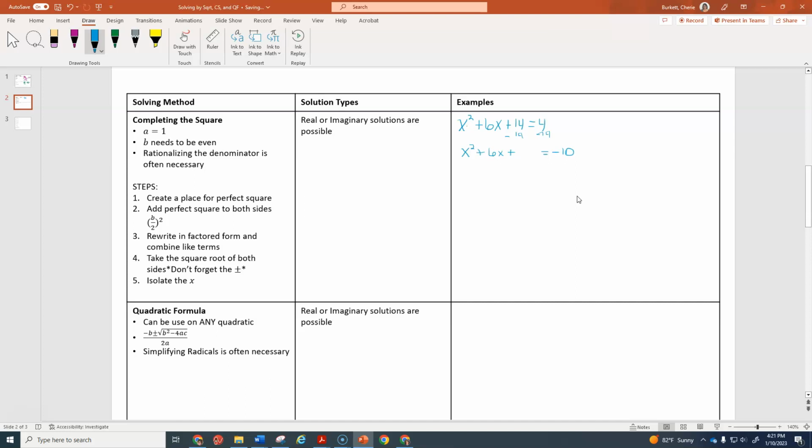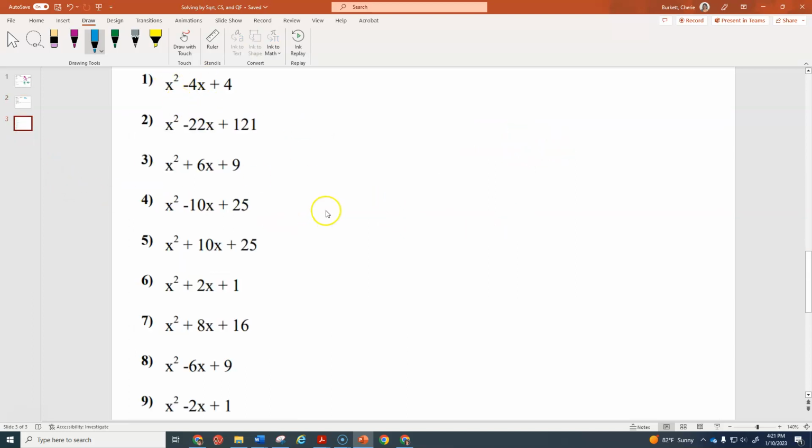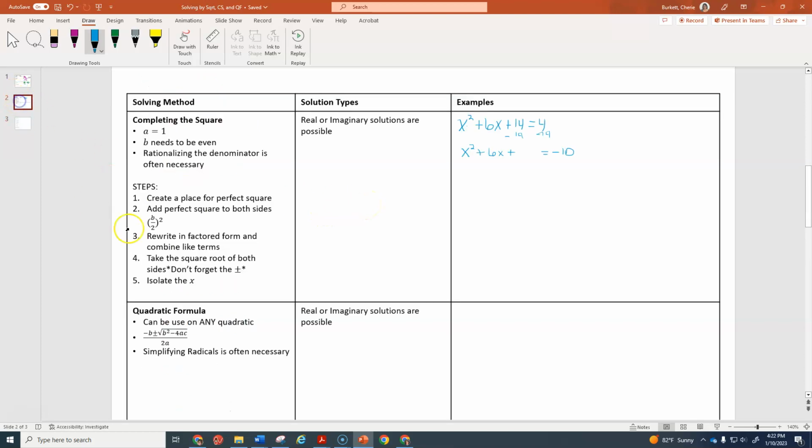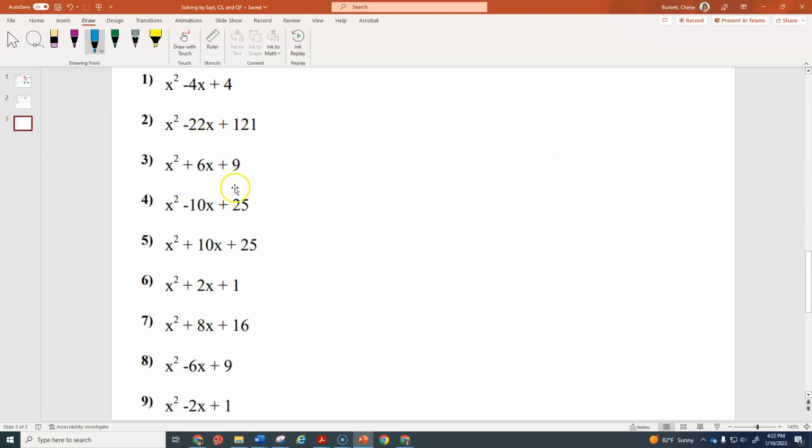Okay, so I've done step number 1. I've created the place for the perfect square. Now, before I go and do this, add the perfect square to both sides, I want to remind you what perfect squares look like. So I have a whole bunch of perfect squares over here. And also I want to talk to you about where it says rewrite it in its factored form. So let's revisit some perfect squares.